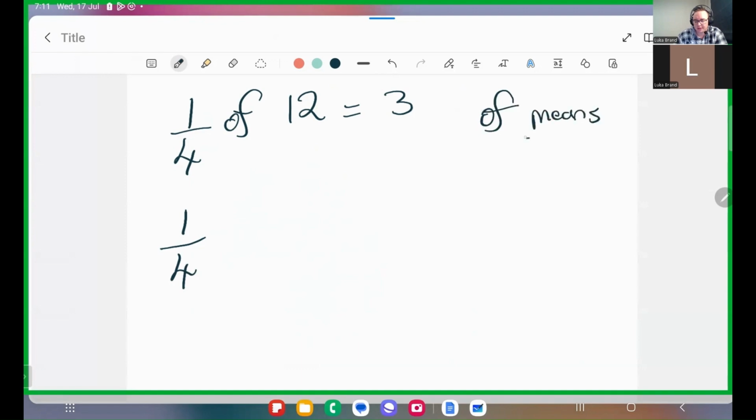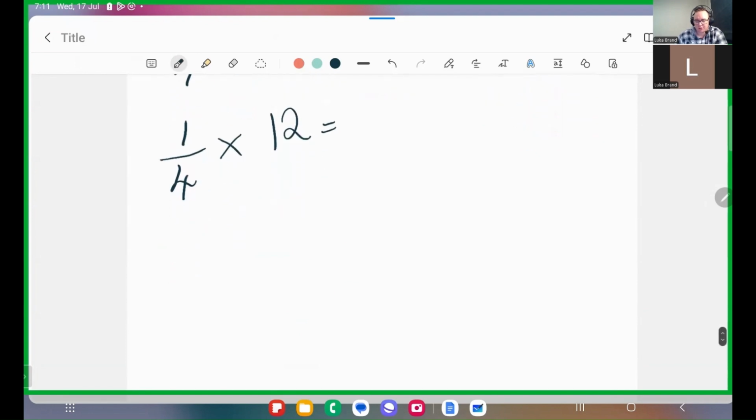So whenever I see that word "of", I'm going to change it to a multiplication sign. There's no real explanation for why that is, other than that is how it is, unfortunately. So now I've got 1/4 times 12.